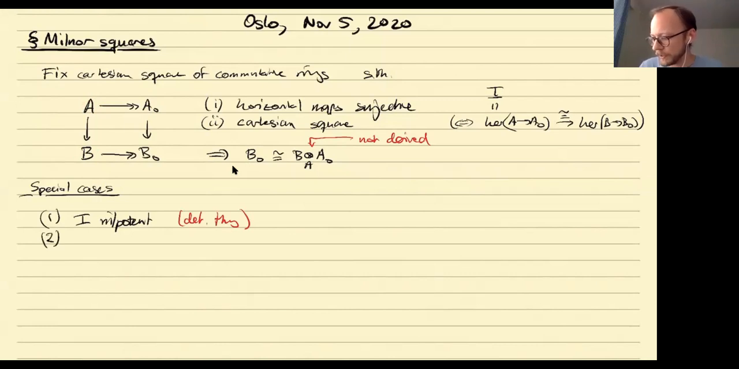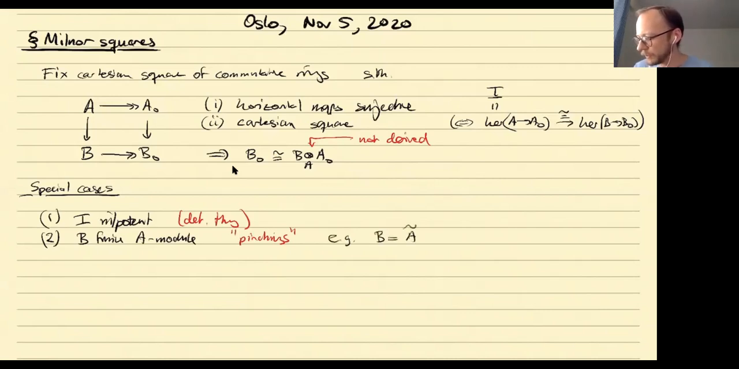And the second important case is where B is a finite A module. Geometrically, these are sometimes called pinchings. A special case of this is when we take B as the normalization of A, and we take I as the conductor. And one can, in principle, treat any finite birational map factoring through a surjection followed by an injection, make both of those into Milnor squares, and deduce some results for general finite birational maps.